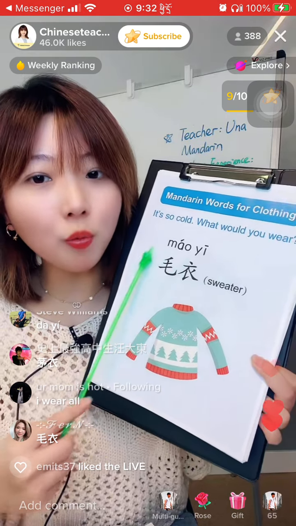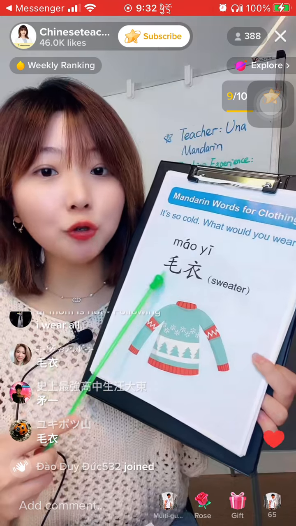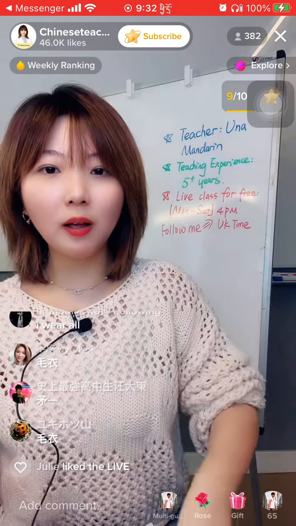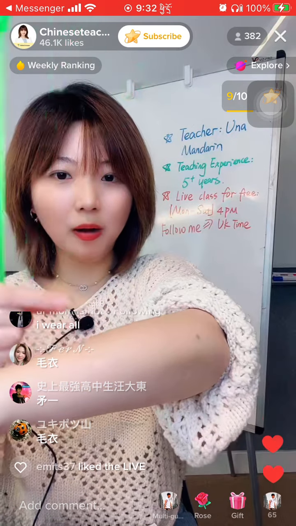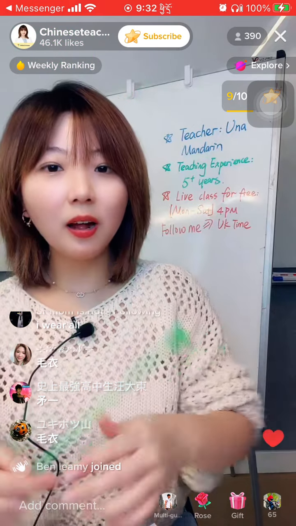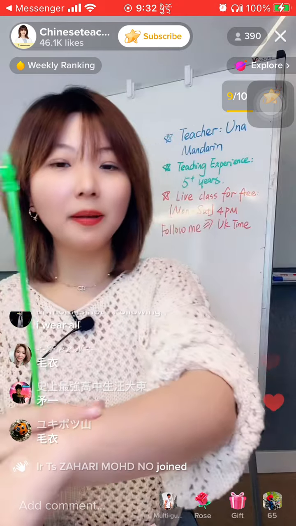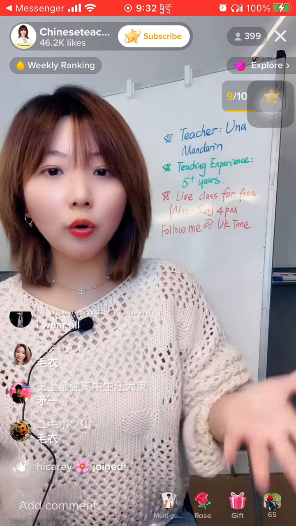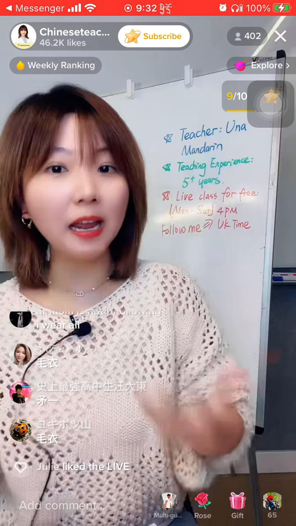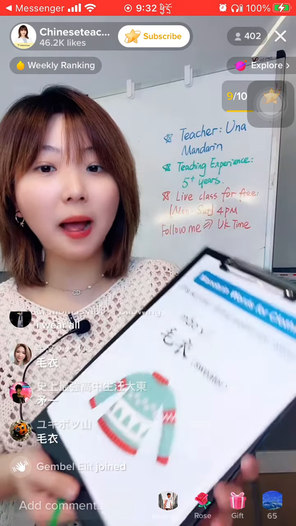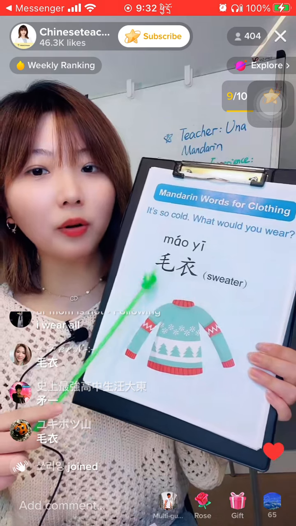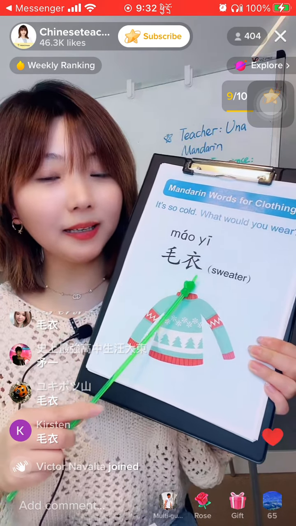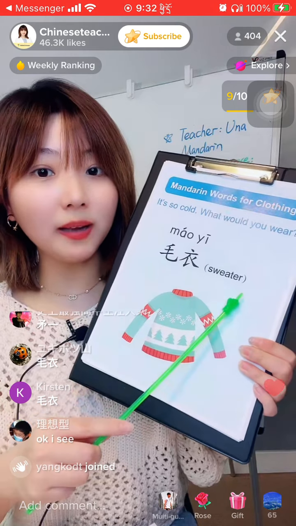First one, 毛, what does 毛 mean? So 毛 has two meanings. Number one is the hair, okay? Not the hair on your head, but the hair on your arm, on your leg, that's called 毛. Or the fur of animals, 毛发. 衣 means clothes. So put them together, 毛衣 means sweater, okay?